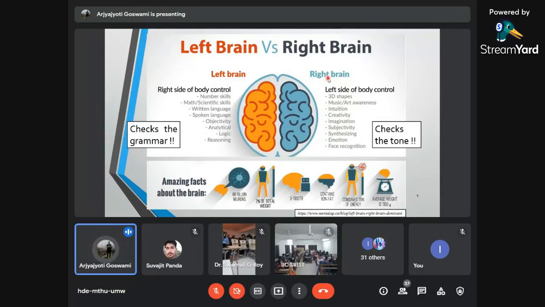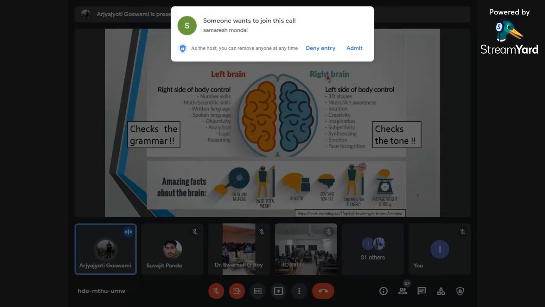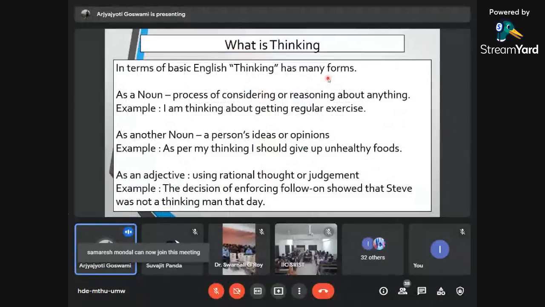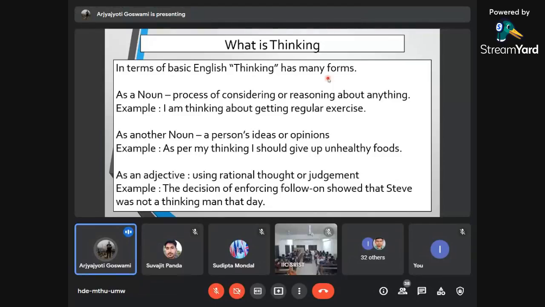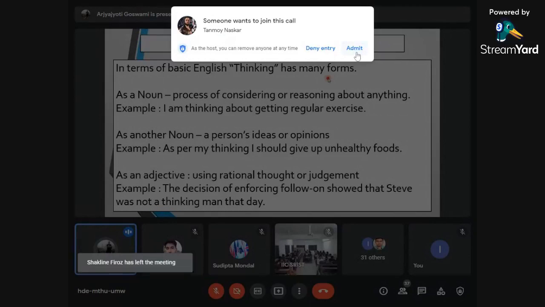So the brain is a very interesting organ of our body. I am not going into that. It is not a biology class, and I am not a biology expert. But I will focus on the thinking aspect of the brain, because our session is on design thinking, critical thinking, and innovation design. So what is meant by thinking?